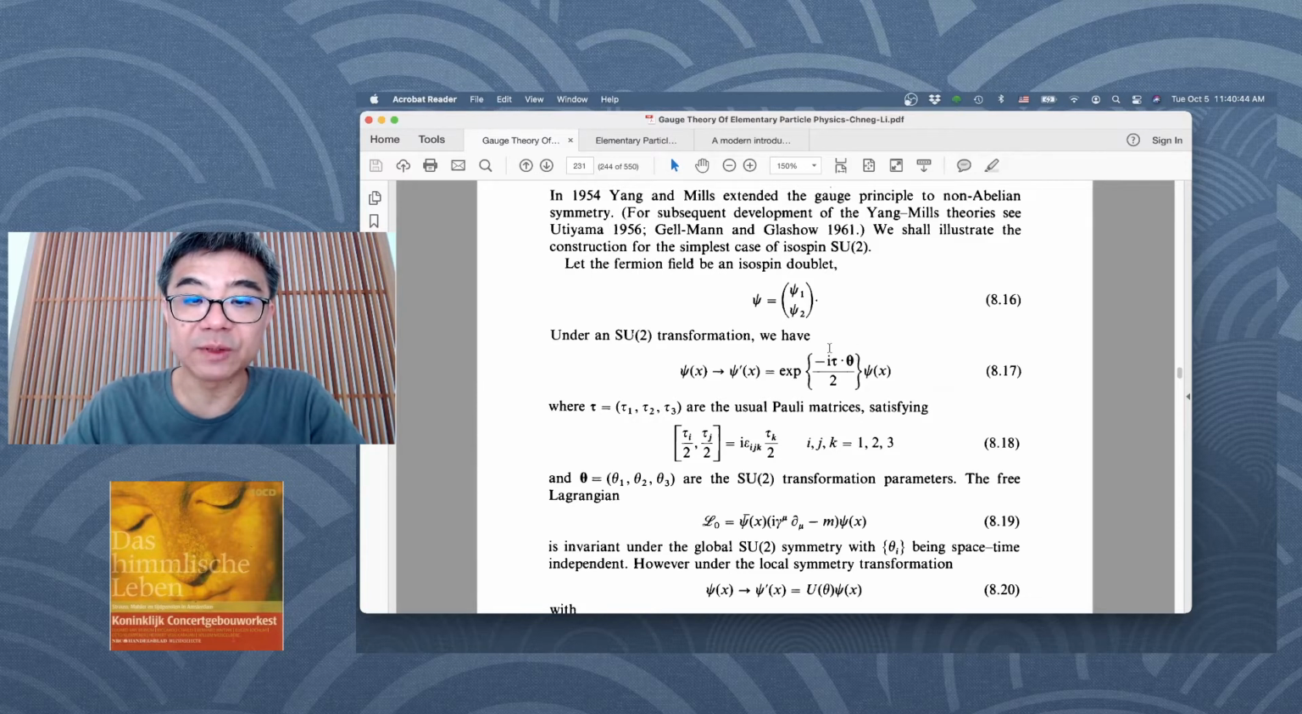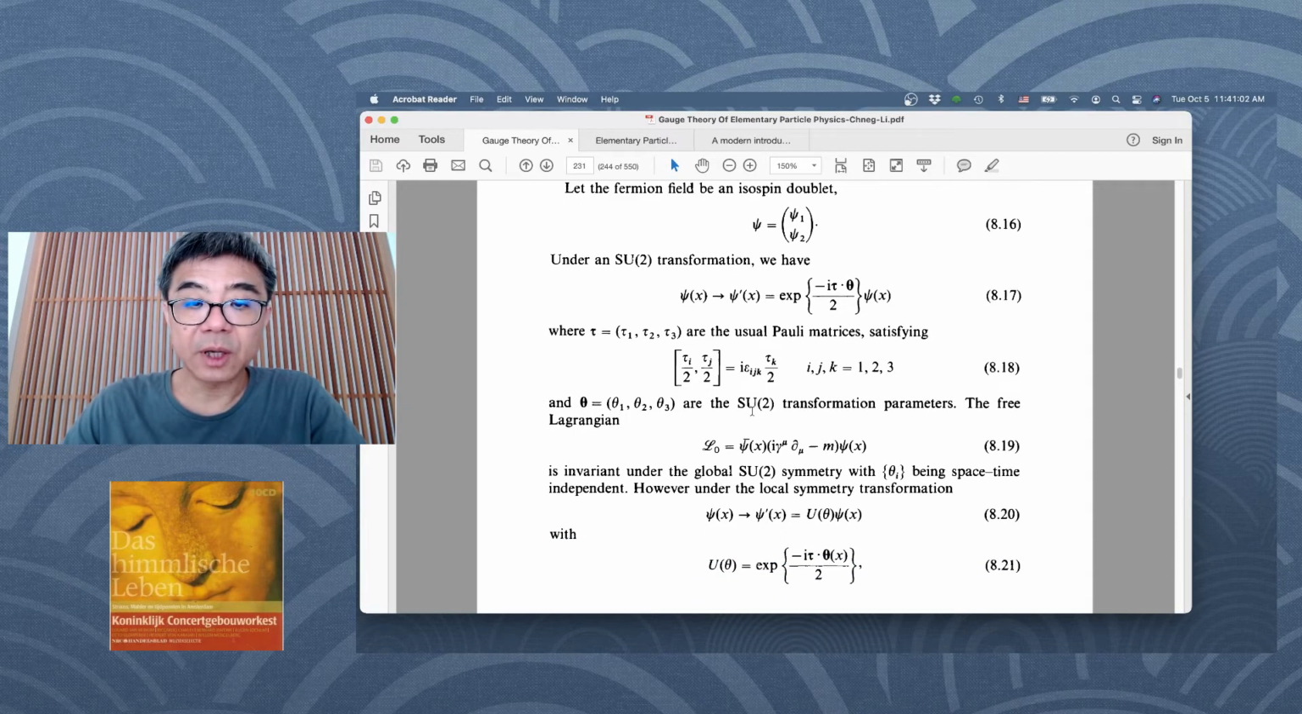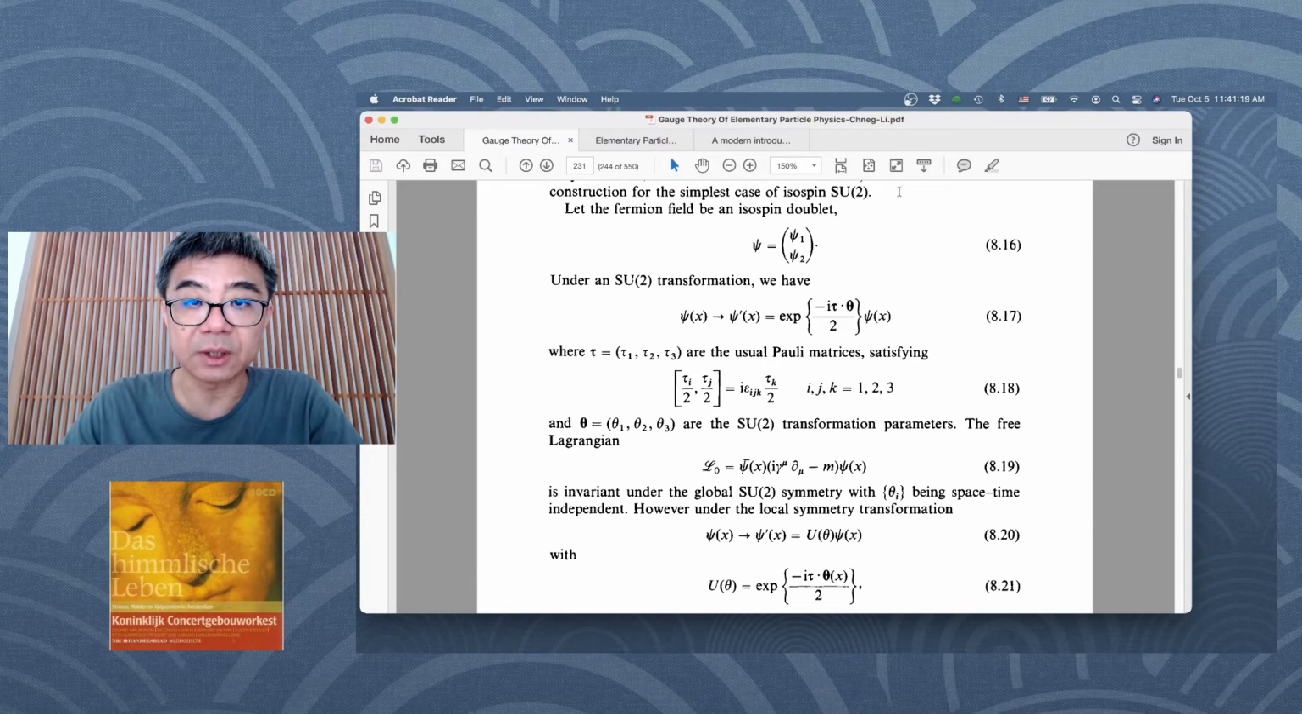We treat it almost as a three-vector inner product. Although tau 1, tau 2, tau 3 are matrices which do not transform, we can treat them almost like a three-vector. And here in 8.18, there is a very useful commutation relation between all the tau, the generators. This 8.18 commutation relation is actually the fundamental property of SU2.